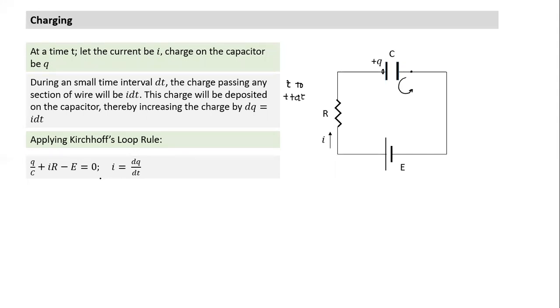This is a differential equation we can solve with very simple integration techniques. What we do here is rearrange the terms. So I is equal to dq by dt. One more equation, if I want, I could have written it like this also: q by C plus, in place of I, I can write dq by dt, R, and this is equal to E.